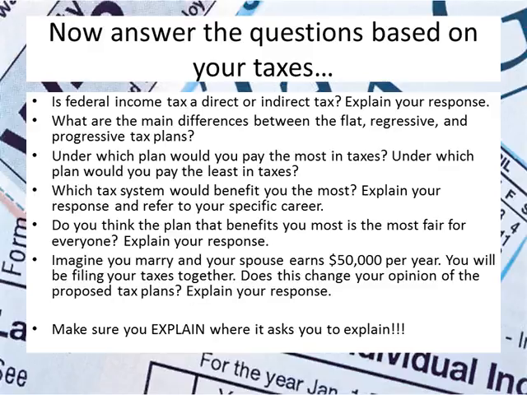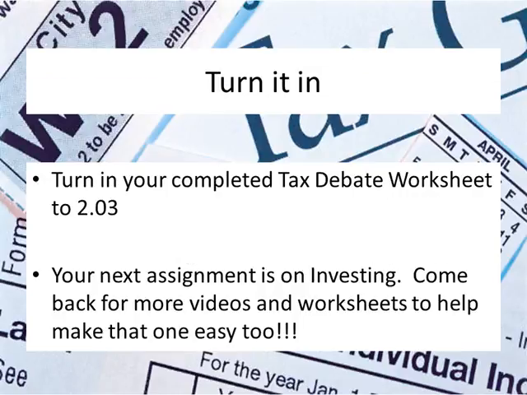And then the last one, imagine you marry and your spouse earns $50,000 per year. So you're adding $50,000 in income. You will be filing your taxes together. Does this change your opinion of the proposed tax plans? Explain your response. And is that going to change your taxes? Please make sure that you are explaining where it asks you to explain. This is not just for this assignment, but for all of your assignments.